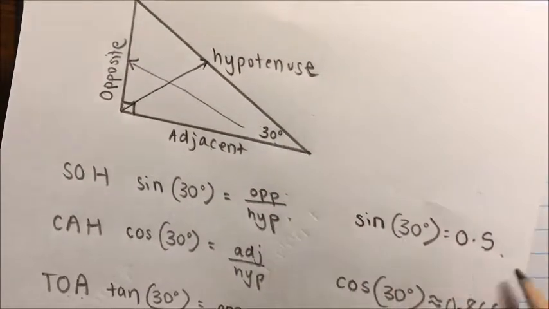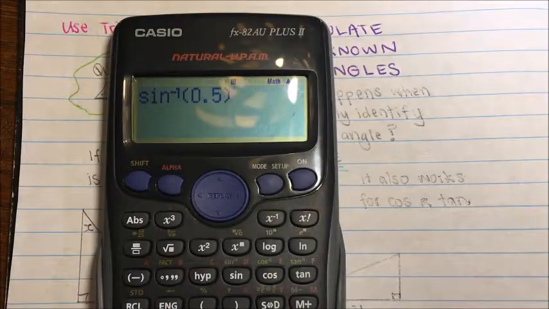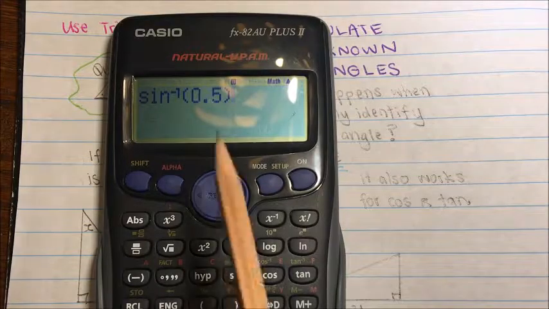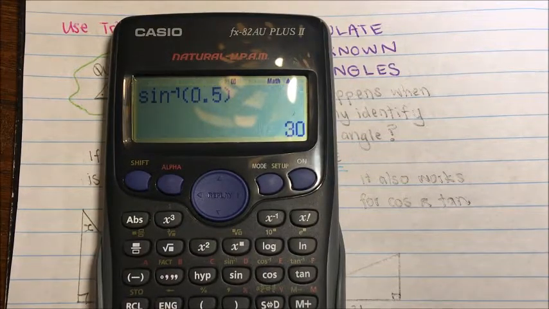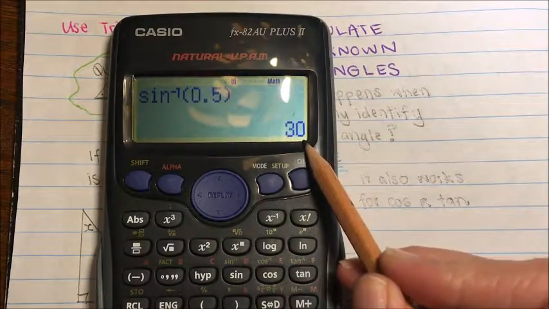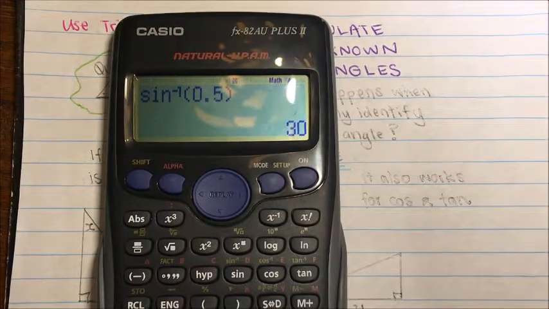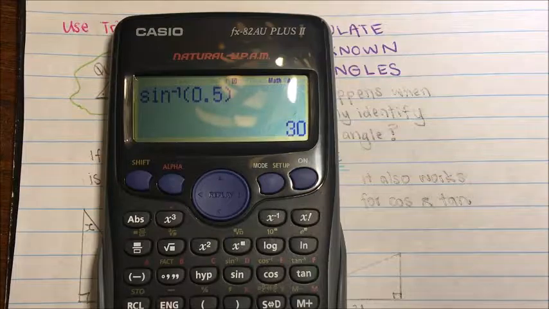So I do that and I get 0.5, and I want to find out what 30 is. I do that by typing in shift sine, which is sine to the power of -1. Then I type in the result of the opposite divided by the hypotenuse and I get 30 degrees. So essentially it's working out the inverse, using that relationship between the sides to find the angle.